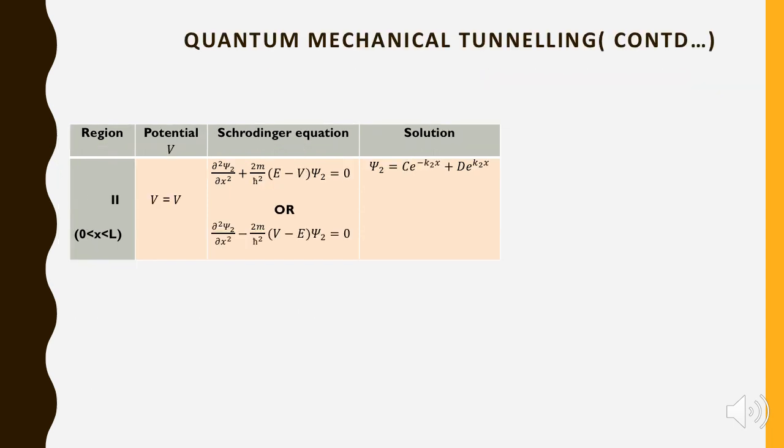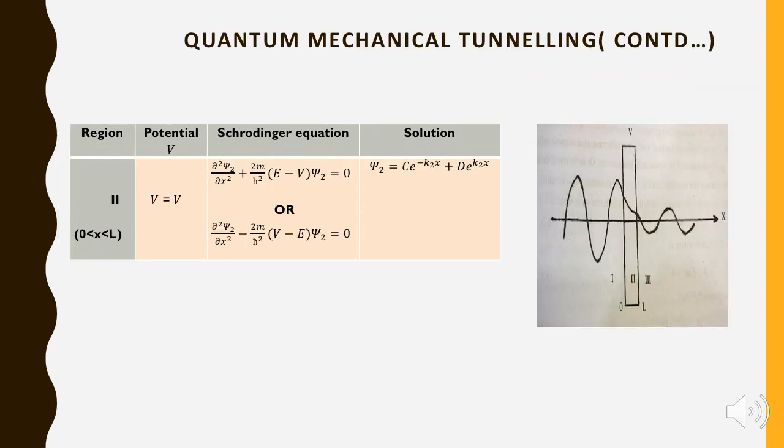Now we will go to region 2, where the term V is not equal to 0. Hence the Schrodinger equation takes the form ∂²ψ2/∂x² + (2m/ħ²)(E - V)ψ2 = 0. The solution for that equation is ψ2 = c e^(-k2x) + d e^(k2x). Please note that the term i is not present here, which means ψ is not a complex quantity.